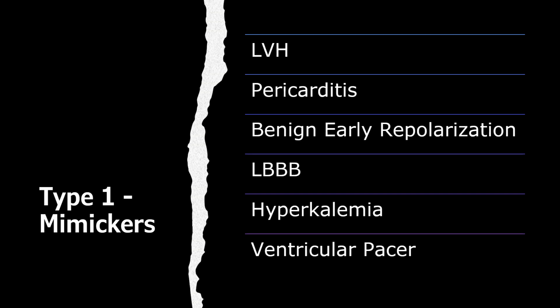So those are things like what you see listed on your screen: LVH, pericarditis, benign early repol, left bundles. All these things have or can have ST elevation present in their EKG, but that doesn't necessarily denote that the patient's having a STEMI. So we're going to parse through each one of those, focus on the EKGs, and learn what's normal with them so that you can determine abnormalities and identify when you need to activate and when not to.